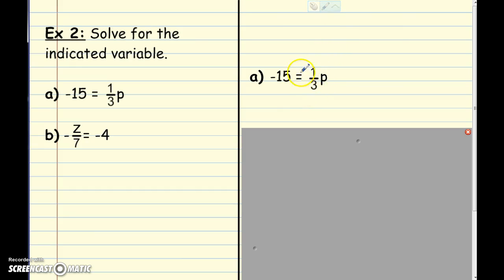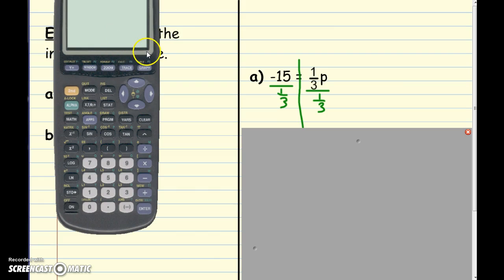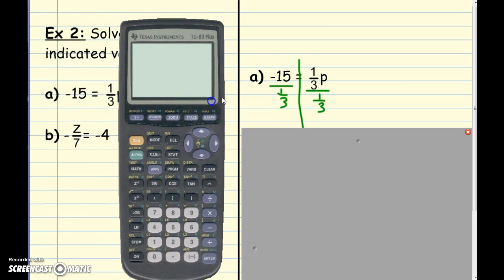And how do we undo multiplication? It's division, right? So I am going to divide both sides of my equation by 1/3. And notice again, I drew that line down the middle, and I'm going to divide both sides by 1/3. Now I'm just going to grab my calculator here real quick, and I'm going to plug that in.